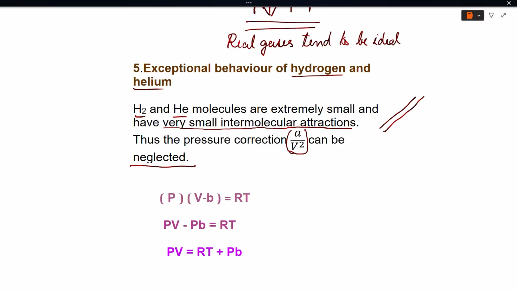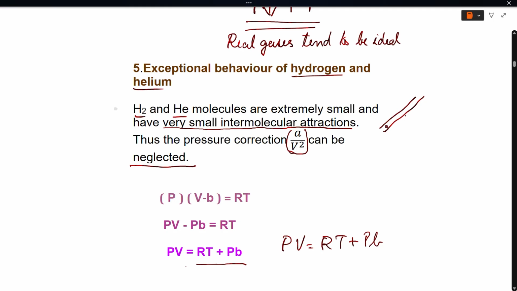be neglected. Now, the equation takes the form P into V minus B is equal to RT. Expanding, P into V is PV, P into minus B is minus PB, is equal to RT, and rearranging we get PV is equal to RT plus PB. So, instead of PV equals RT, it is greater by a factor PB, and therefore, we have only a rising part in the case of helium and hydrogen. So, these are the conditions we see for applicability of van der Waals equation to the real gases.